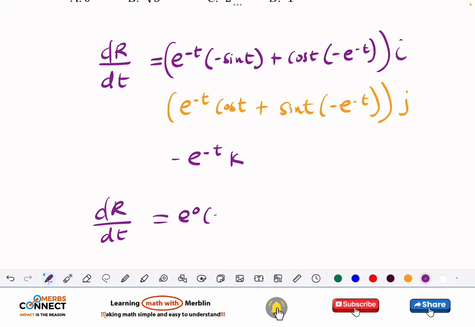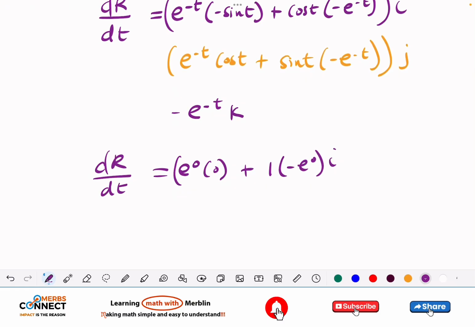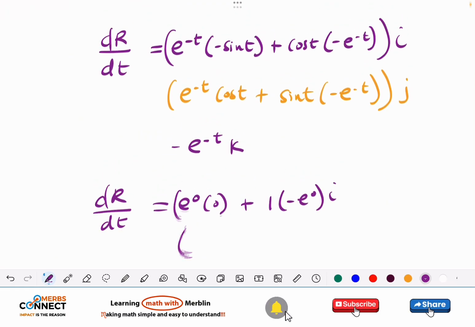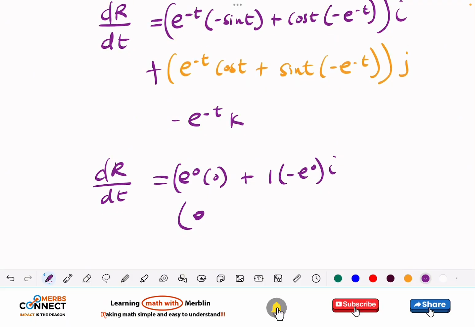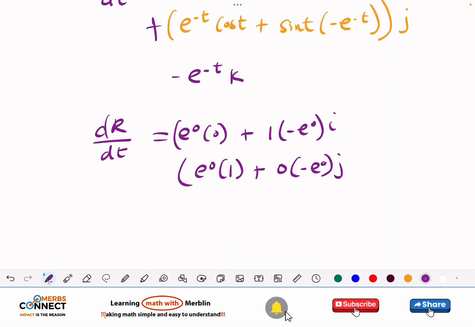Sine 0 is 0, plus cos 0 is 1, and then this one will be minus e to the power 0. So this will be the i direction. Now the j direction, this one should be plus. We are going to have e to the power 0 because t is 0, and then cos 0 is 1, plus sine 0 is 0 times e to the power 0. This is the j direction, and this is going to be minus e to the power 0 k direction.